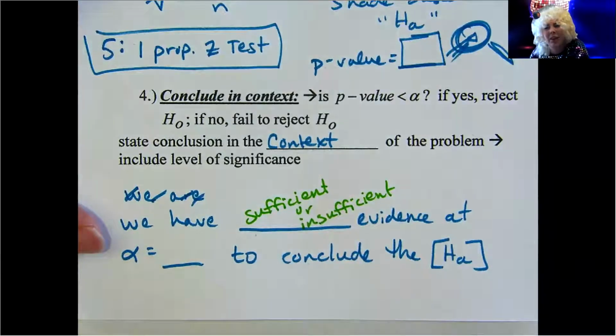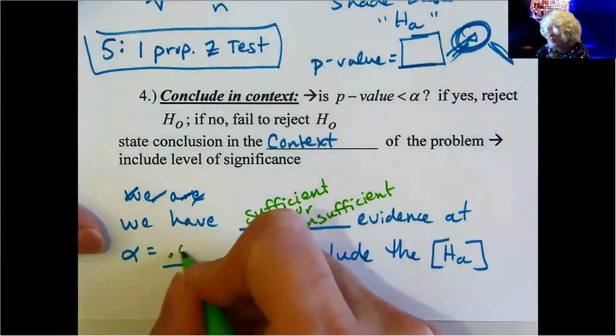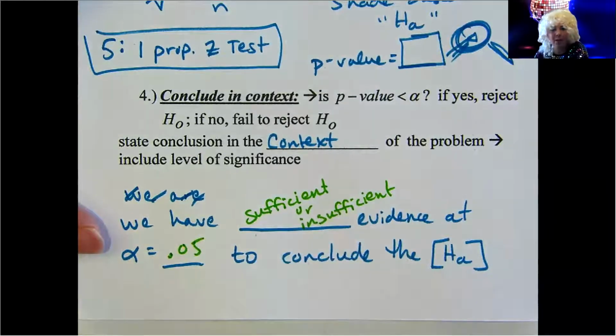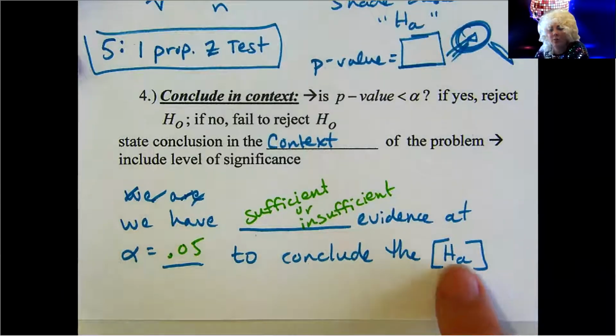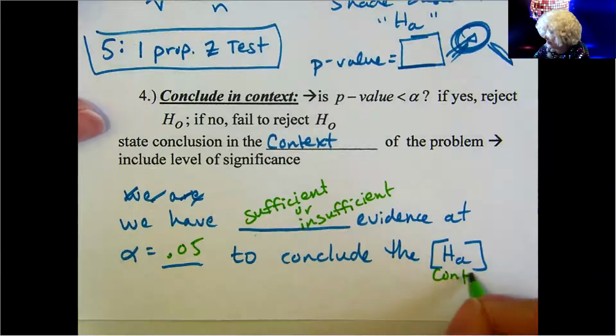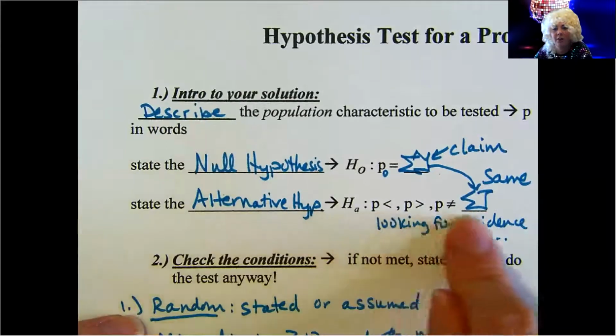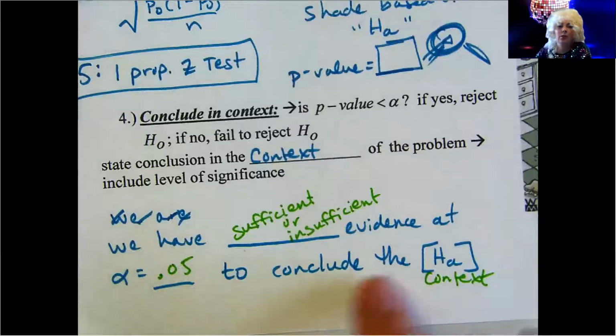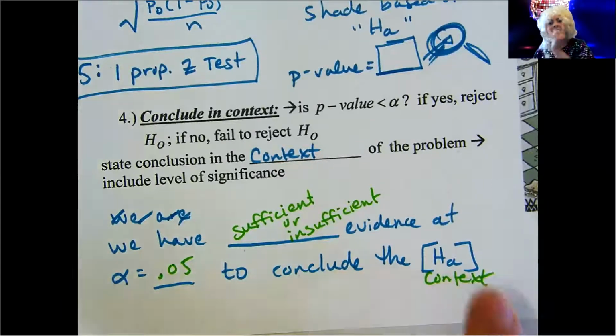The problem is going to tell you what to use. If it doesn't for some reason, then you're going to want to use 0.05, that's the typical alpha cut score that most researchers use. And then conclude the Ha. So you want to put context, whatever you wrote at the very beginning of the problem for the alternative. That's the language we want to see repeated down here. So did you say greater than, less than, not equal to? All right, let's try one.